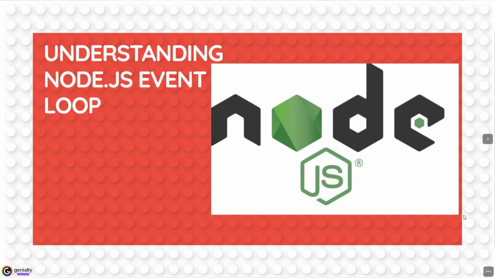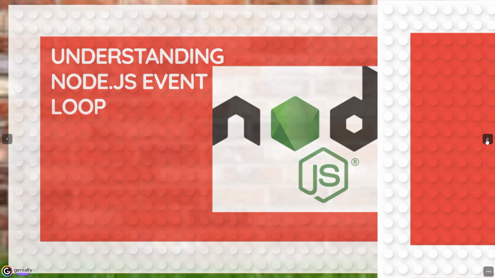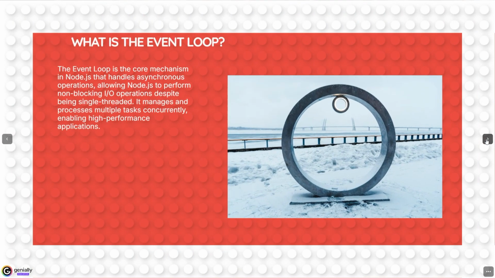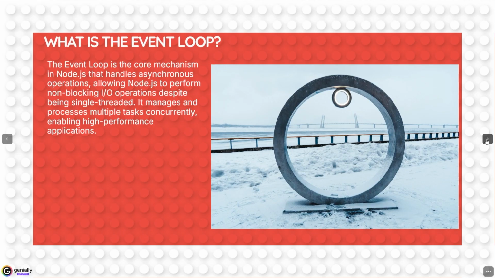In this video, we are gonna talk about the Node.js event loop. The event loop is the core mechanism in Node.js that handles asynchronous operations, allowing Node.js to perform non-blocking I/O operations despite being single-threaded. It manages and processes multiple tasks concurrently, enabling high-performance applications.